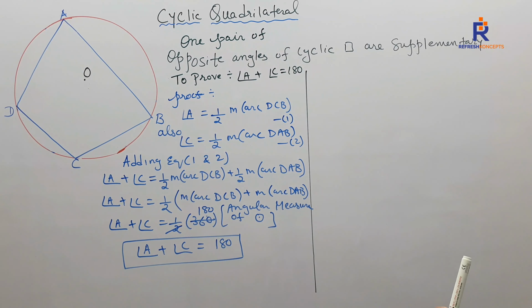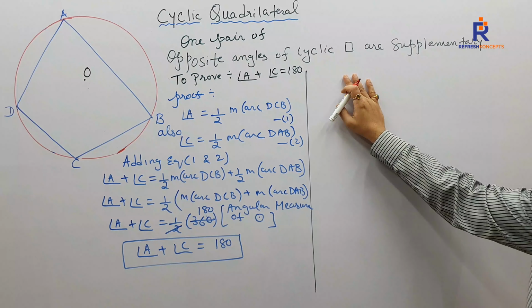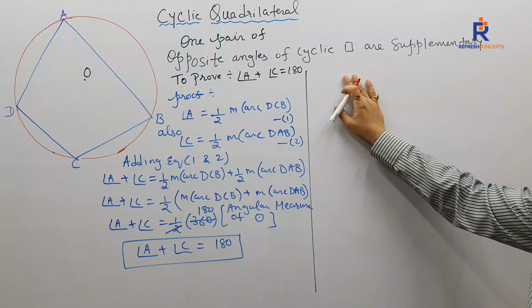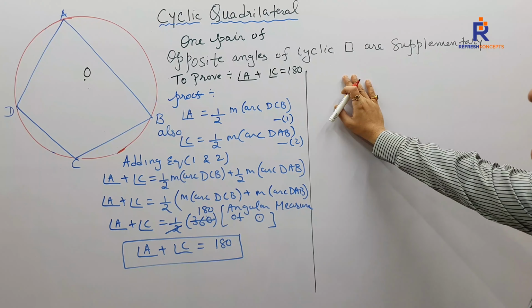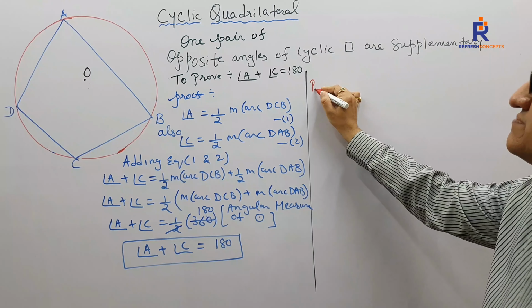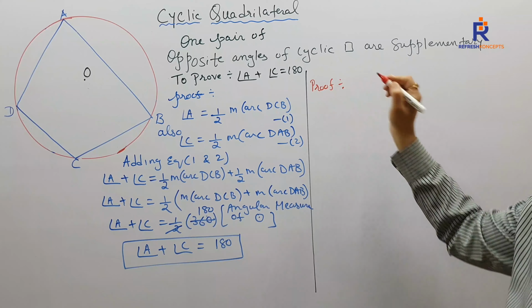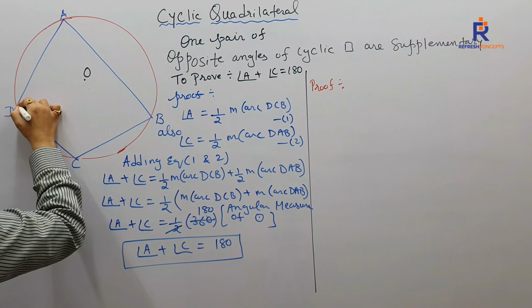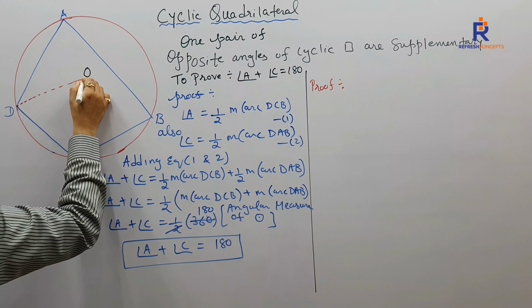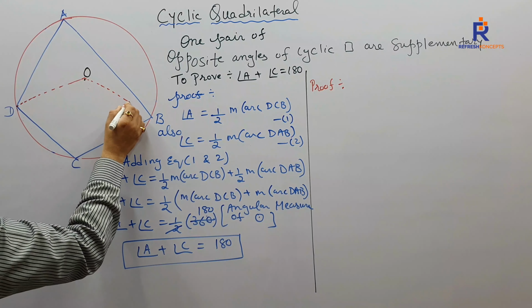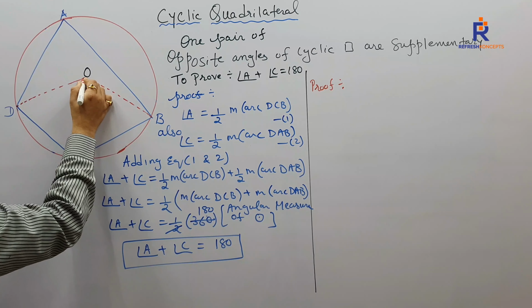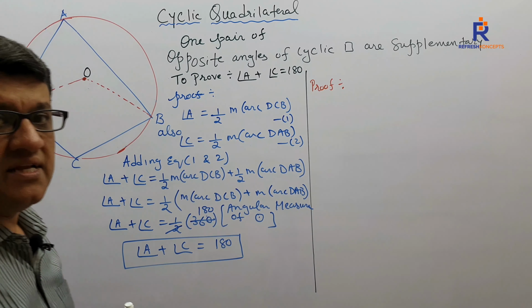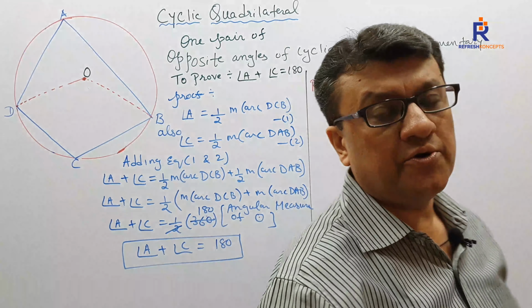Let's go and understand the other way around. In context to what? Central angle. So our proof starts now. For the central angle, I have to join DO and BO. O being the center of the circle, I will join DO and BO.